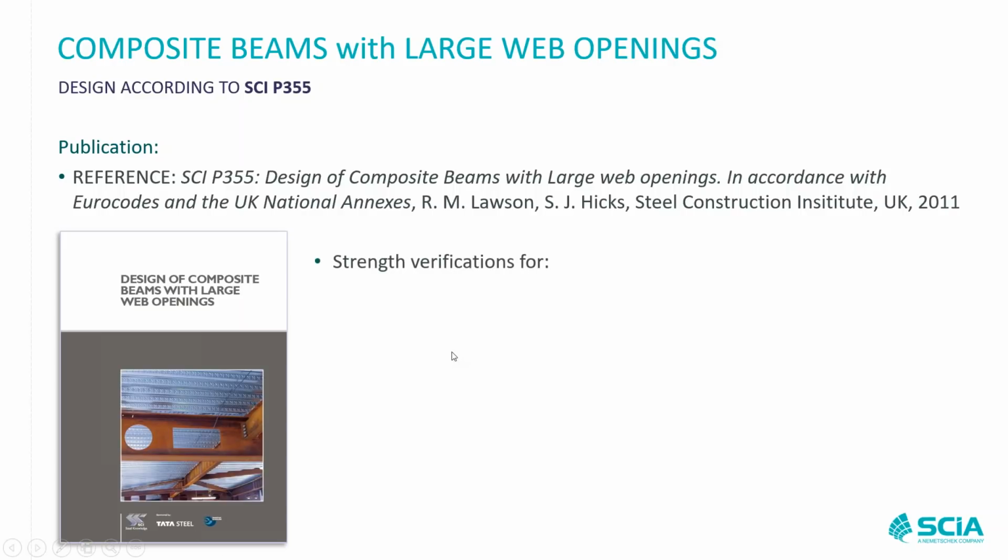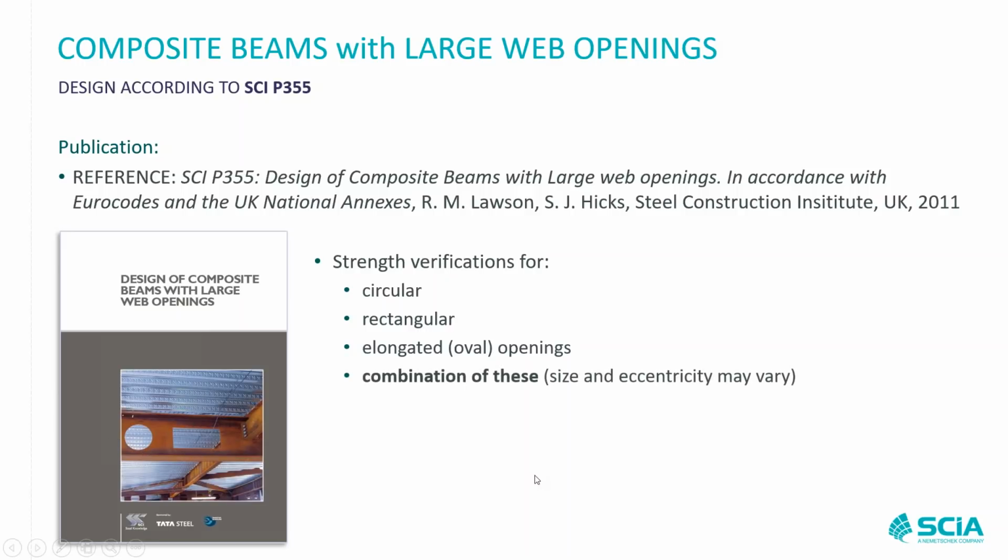So what it offers us is strength verifications for circular openings, rectangular openings, but also elongated openings. These are usually obtained if you have two circles and you cut the web post to obtain a large opening. Also the combination of these, so you can see here a rectangular opening next to a circle, next to an elongated opening, this is also supported. Also the eccentricity of the openings can be different for neighboring openings.